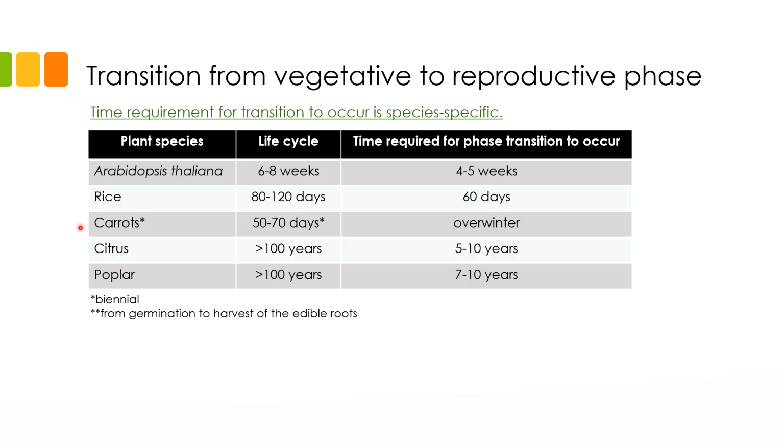Carrots are biennial and will not flower in their first season. They will just grow vegetatively. But if there is a sudden change in temperature and carrots are exposed to unusually warm weather, they can be tricked to put their energy into flowering.